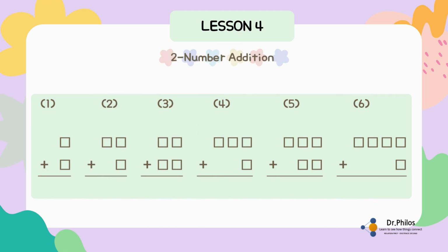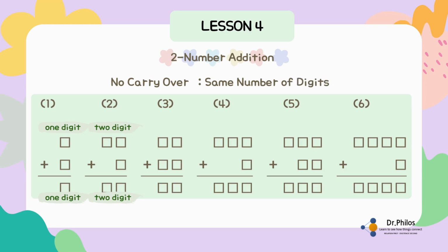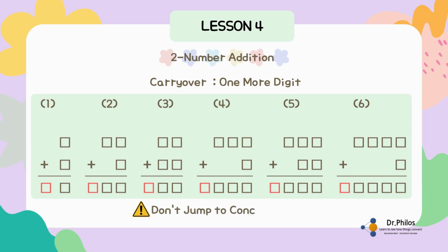Can you explain how many digits the whole has in these 6 examples? When there is no carryover, it's the same as the number of digits of the larger part, like 1 digit for number 1 and 2 digits for number 2. If there is a carryover, the whole has 1 more digit than the larger part. You jump to the conclusion that it works that way for all possibilities without even solving them. How did you figure that out? I used what we learned before.